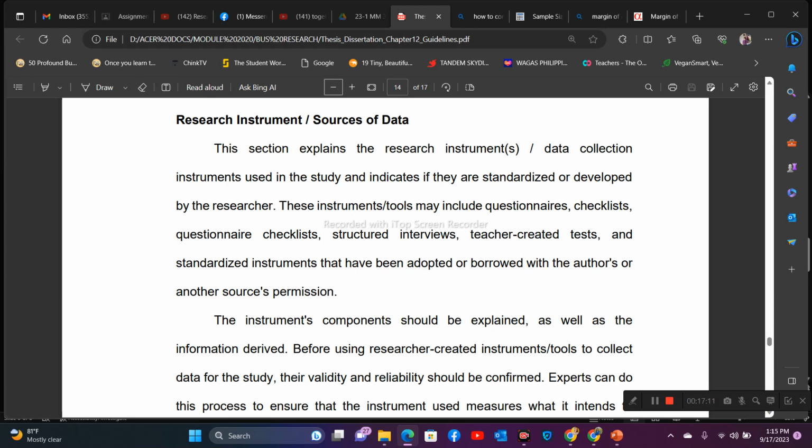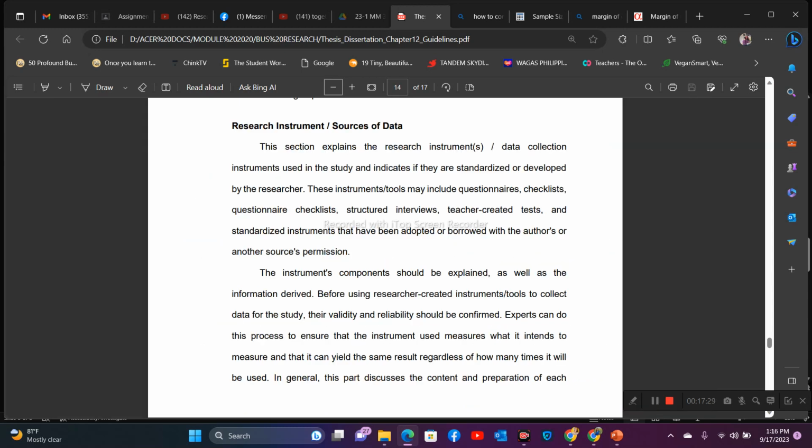Okay? So make sure what you include here is you have to describe and explain what's inside your research questionnaire. Okay? So make sure to take a screenshot of this. Okay, take a screenshot of this portion so you can make a better research instrument.